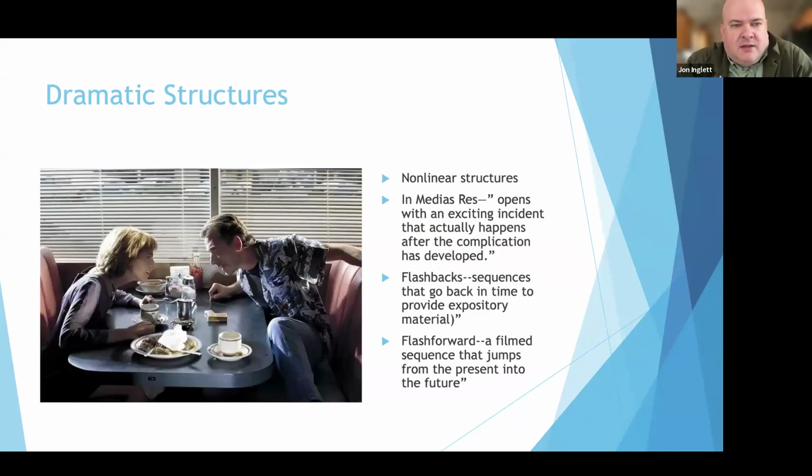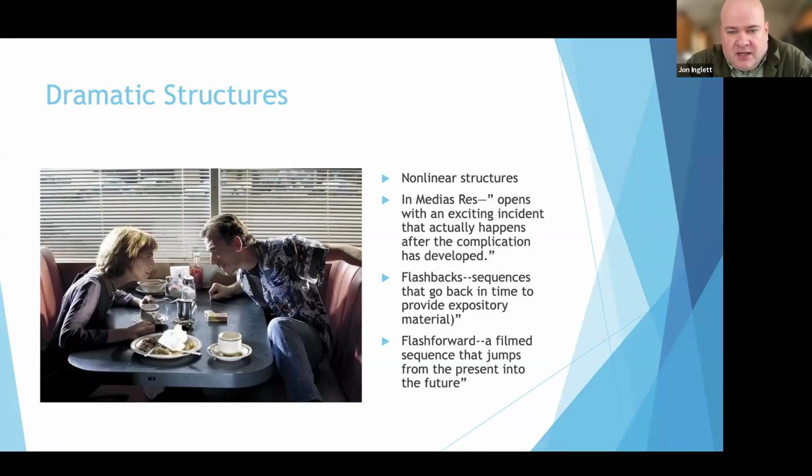Next, we have dramatic structures that are called nonlinear structures. Here we have an example of Pulp Fiction, the opening breakfast scene in the film. If you watch the film Pulp Fiction, this opening scene begins at the beginning of the film, and the next scene does not contain the breakfast scene. In fact, you have to wait until the entire end of the film to see the reaction that occurs within the breakfast scene. So we have nonlinear structures.